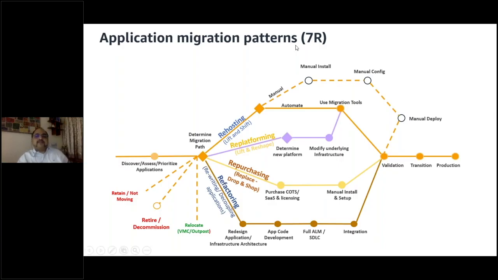is this: what are the application migration patterns? What are the 7 Rs of migration? Typically it goes like this: retain, retire, relocate, refactor, repurchase, replatform, and rehost. What this simply means is that once you have done your discovery of your assets and applications, your decision would typically fall under this 7-item framework. This is what you do even when you move your house.